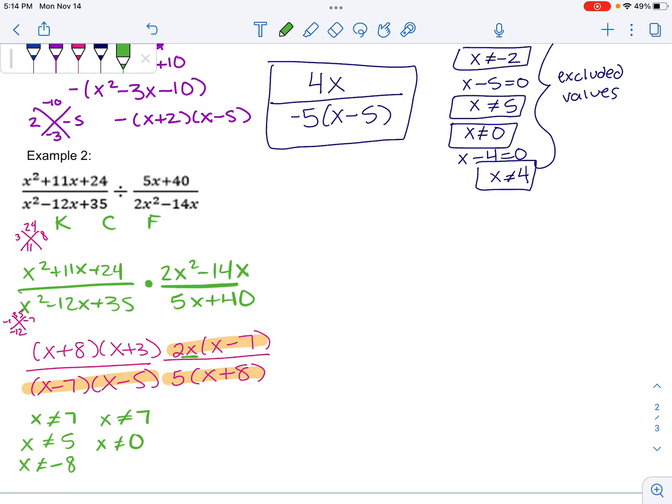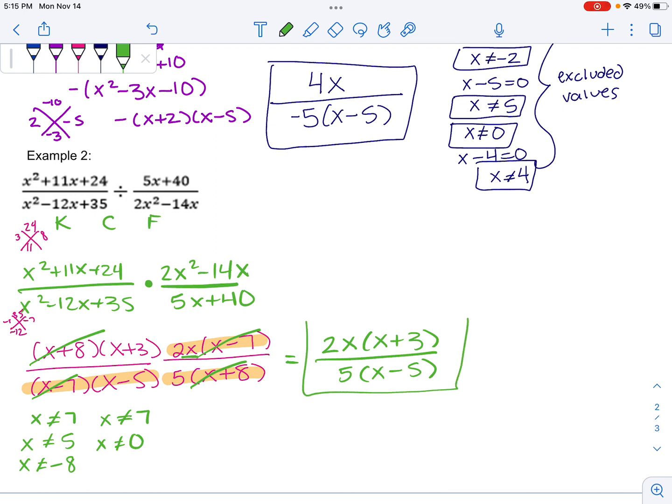All right, I'm going to cancel out those like factors, x minus 7, x plus 8. And then my simplified fraction, I have the 2x and x plus 3 in the numerator over 5 and x minus 5 in the denominator. You don't have to move the 5 first, but you can if you'd like.